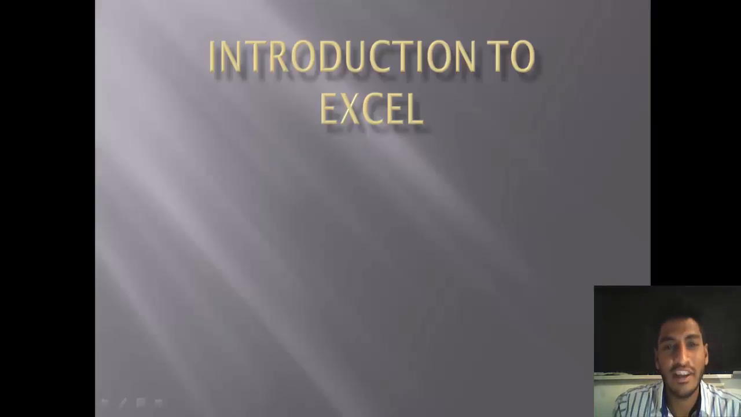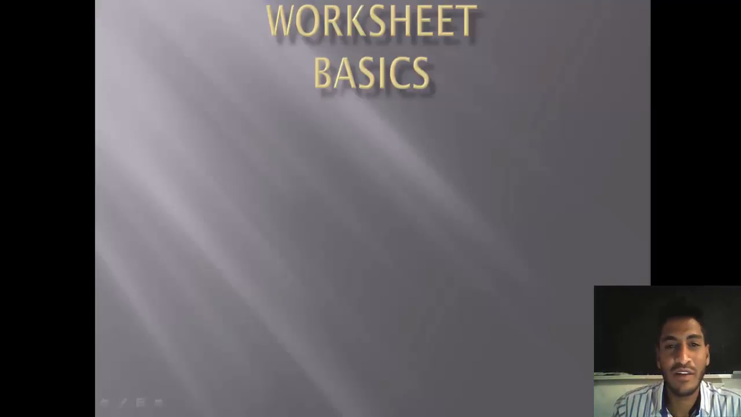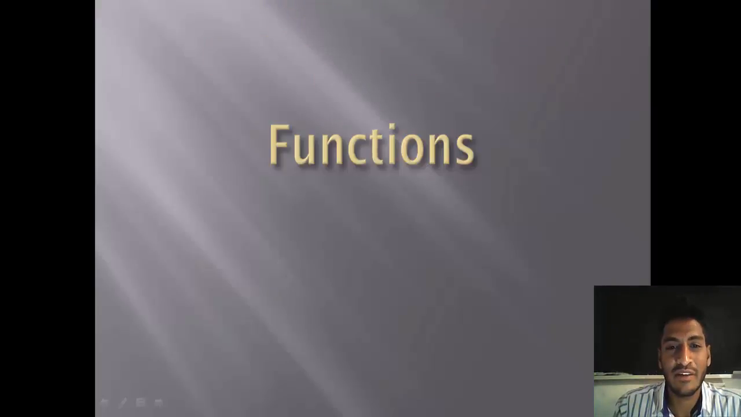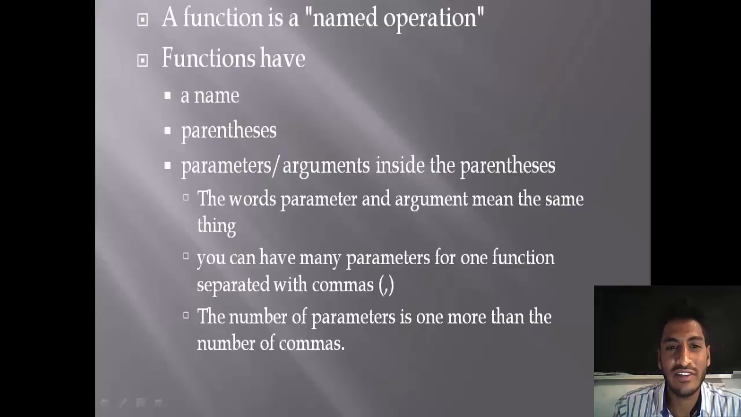Session 2. Introduction to Excel. Worksheet basics. Functions. What is a function? A function is a named operation. Functions have a name, parentheses, and parameters or arguments inside the parentheses. The words parameter and argument mean the same thing. You can have many parameters for a function, separated with commas. The number of parameters is one more than the number of commas.